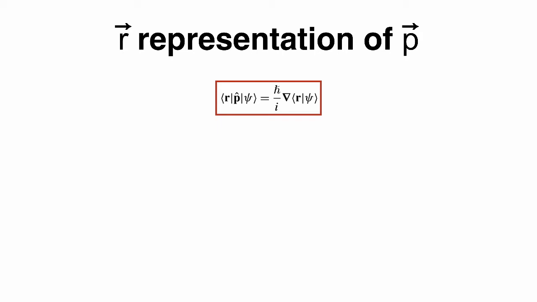It is pretty trivial to show the result in the red box. Remember that the x representation of Px is ħ over i, first derivative with respect to x of the state. So in 3 dimensions, this is essentially a vector notation here. On the left-hand side, we have a vector coming from P, and on the right-hand side, we have a vector coming from the gradient. So clearly, the R representation of P in 3 dimensions is ħ over i times the gradient vector of ⟨R|ψ⟩. Okay, so that one is actually fairly straightforward.